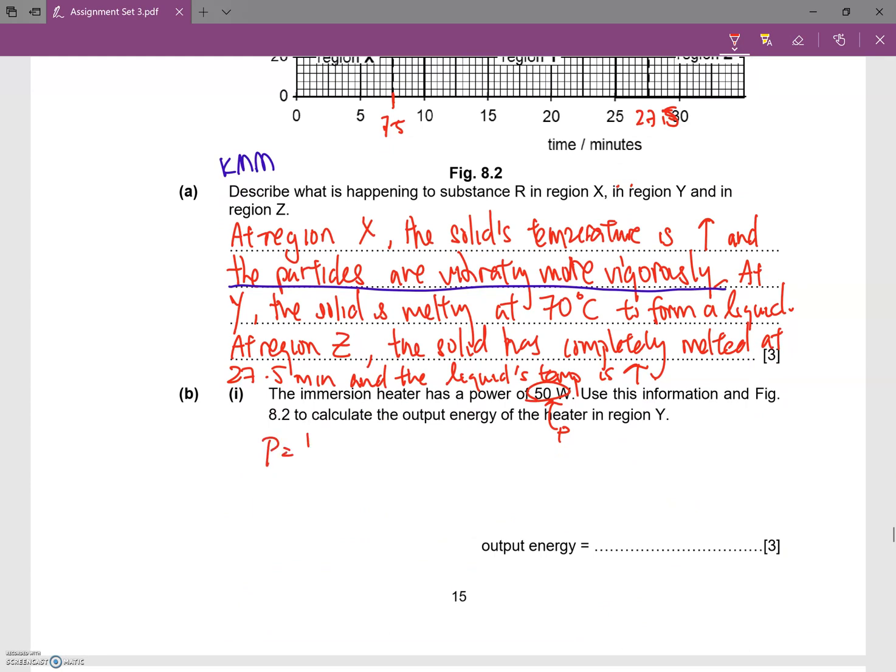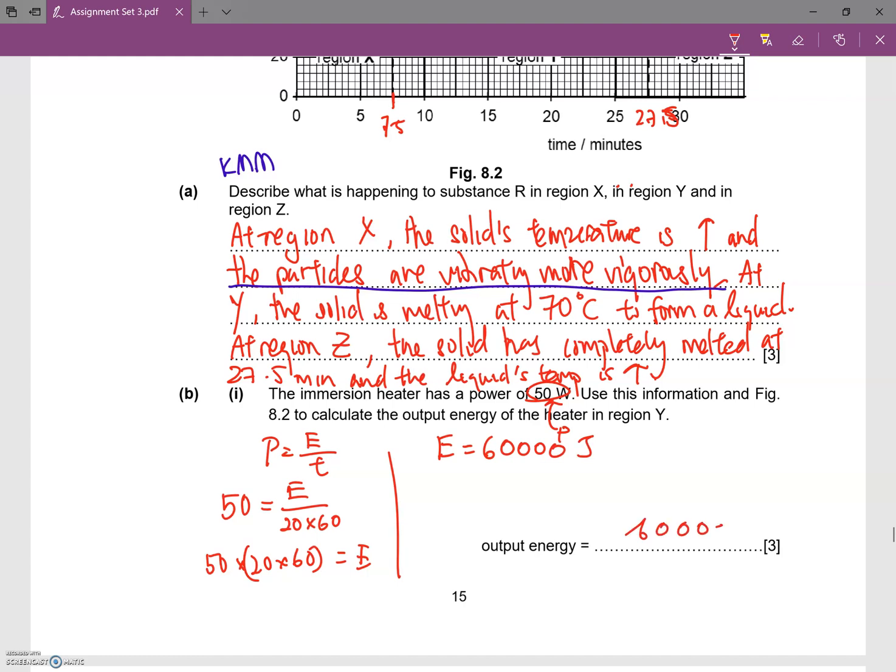So we know power equals energy over time. Power is 50, energy you want to calculate. The time taken for region Y is actually 20 minutes, but we need to convert it to seconds. Do remember, because we're using the power formula, the time must always be converted to seconds. So 50 multiplied by 20 multiplied by 60 equals the amount of energy. If you press your calculator, energy will be equal to 60,000 joules.